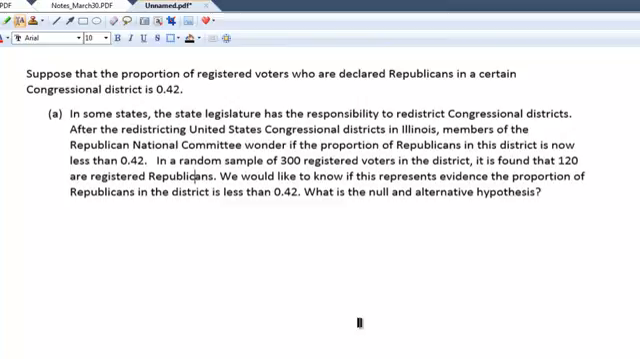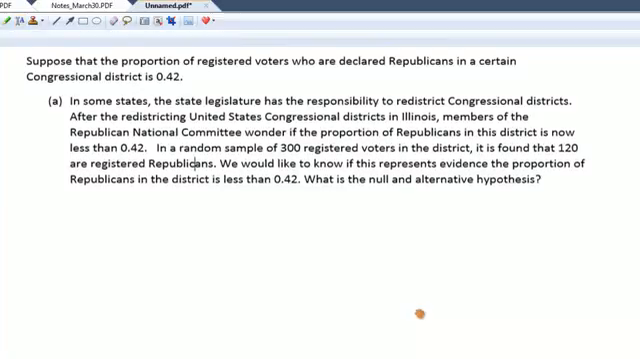First, what's the null and alternative hypothesis that the RNC is trying to test here? What is the parameter being tested here? A proportion. What's the statement of no change, no effect, no difference? If nothing's changed within this district, what would we expect the proportion to still be? Yeah, 0.42, right? So our null hypothesis is that the proportion is still 0.42.